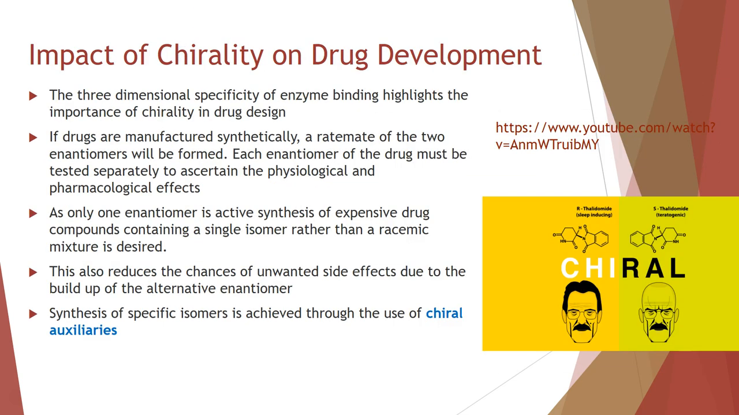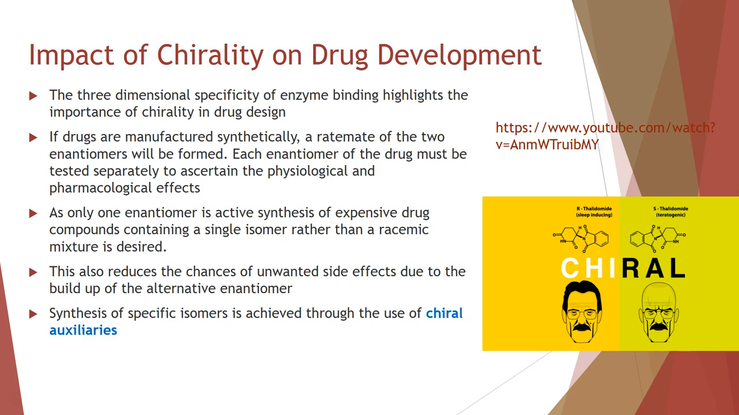So when we think about chirality in terms of drug development, because we're dealing with 3-dimensional specificity of enzymes, it really highlights the chirality aspects when we come to drug design. We need to make sure: are we making something that is one enantiomer or a mixture? When we manufacture drugs, we always get a mixture, so each enantiomer needs to be tested separately to ascertain if it has side effects or physiological activity.